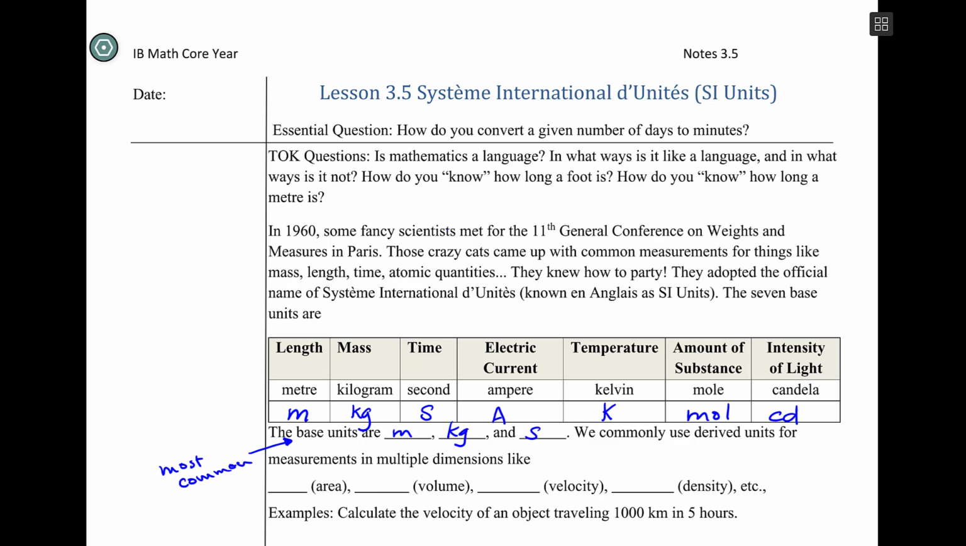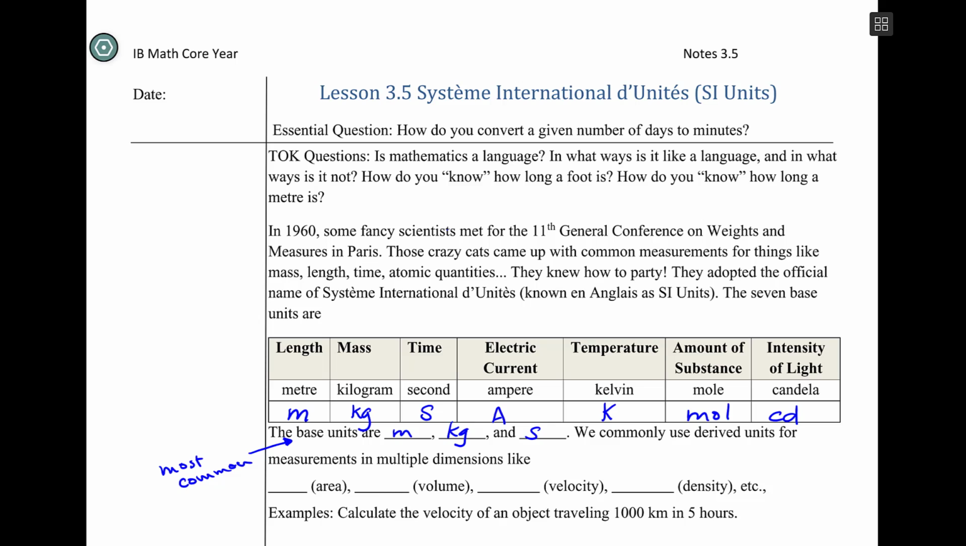This is actually a profoundly important topic because this really starts to think about how are we going to communicate mathematics all around the world, and think about why a universal language, especially when we're talking about mathematics, is so super important. Well, to give you an idea of how important it was, let's think back to the 1960s. Now, in 1960, some fancy scientists met for the 11th General Conference on Weights and Measures in Paris. Those crazy cats came up with some measurements that were common for things like mass, length, time, atomic quantities, etc.